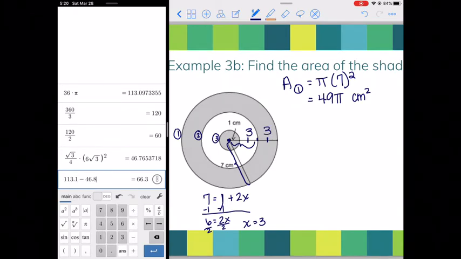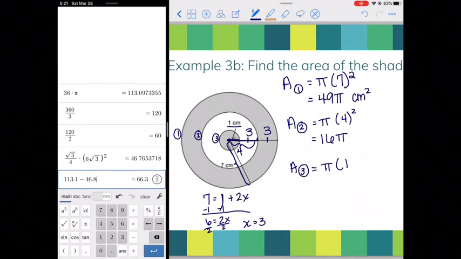So in order to make a radius of 7, each of these pieces has to be 3 units wide. So the radius of the whole second circle is going to be 4 centimeters because it's the 1 part plus the 3 part. So if I'm going to find the area of circle 2, then I'm going to do pi times 4 squared. So the exact area of circle 2 would be 16 pi. So I have one more circle to do. And this smallest circle has a radius of 1 centimeter. So this is going to be pi times 1 squared. And that just equals pi.